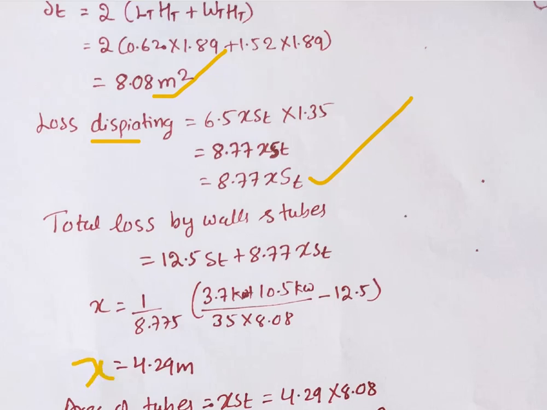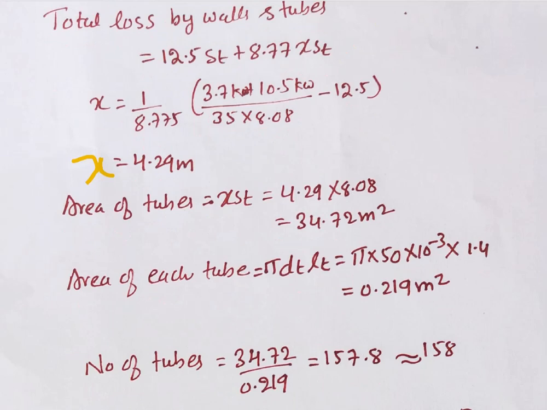So you will get finally x equals 4.29. So the area of the tubes is x into ST. The area of the tubes is 4.29 into 8.808, so you will get 34.72 meter square. The area of each tube is pi into d into lt. The length of the tube is 1.4 meter and the diameter of the tube is 50 into 10 raised to minus 3, so the area of each tube is 0.219 meter square.